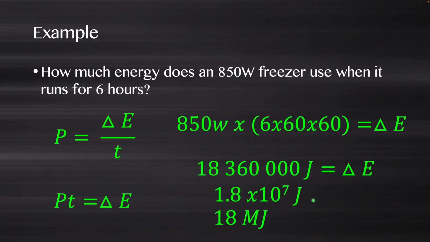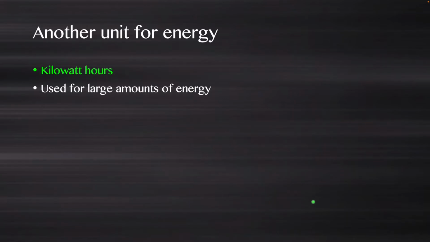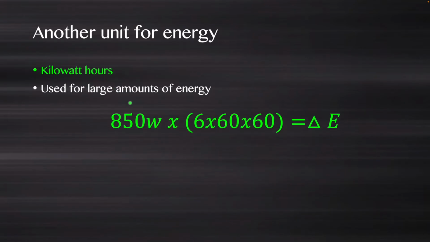Now those are some good ways to write this large number, but we actually have another unit that could represent energy, which is kilowatt hours. This is for when we have large amounts of energy. So something is using kilowatts, which means thousands of watts, and it's doing it for long periods of time, so we're timing it by hours here. If I take that same calculation from before, 850 watts times 6 times 60 times 60, that was giving me a number in joules, but since it's going to give such a big number, we could put this in the units of kilowatts.